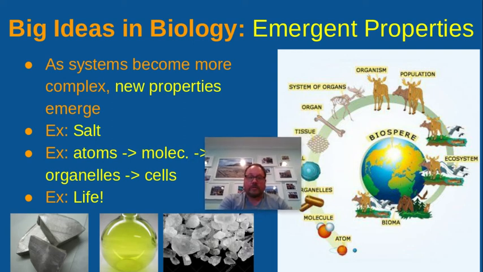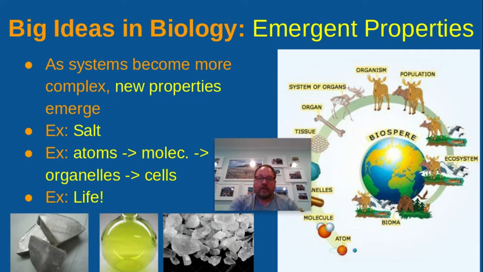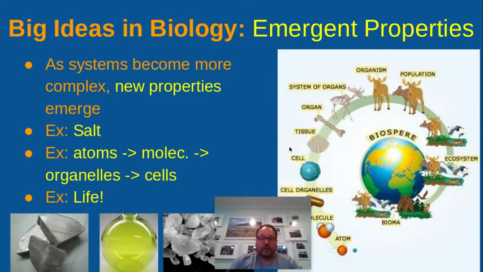Chlorine gas, holy smokes. Elemental chlorine is poisonous, it'll kill you. But when you put them together, you can sprinkle it on French fries, right? So sodium and chloride combine to form salt with new properties. Life itself is an emergent property.